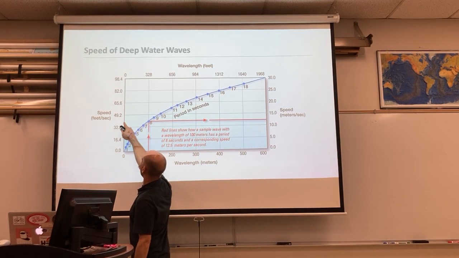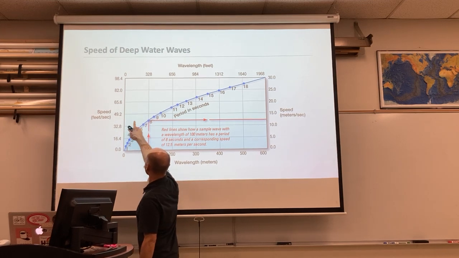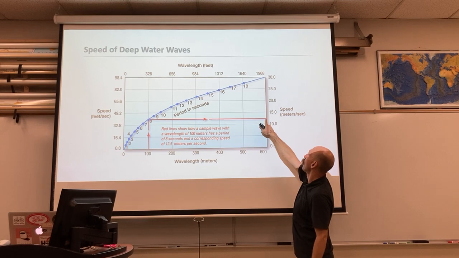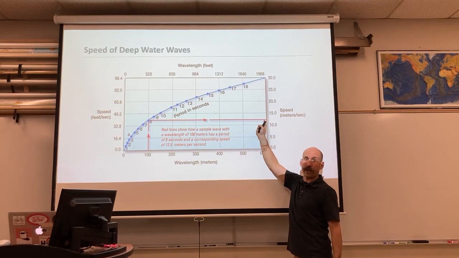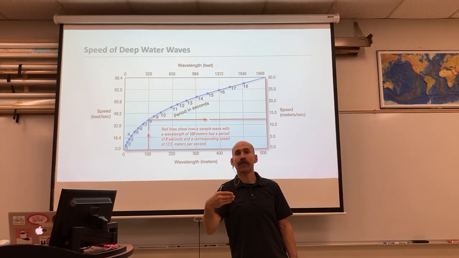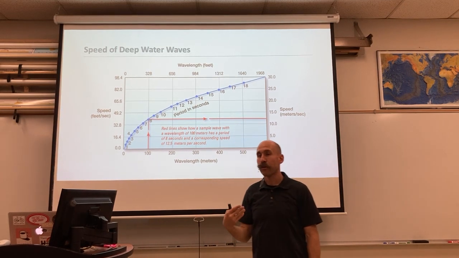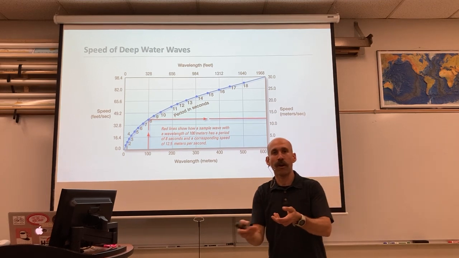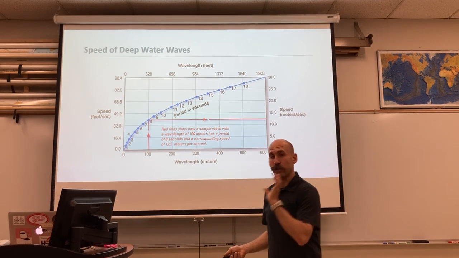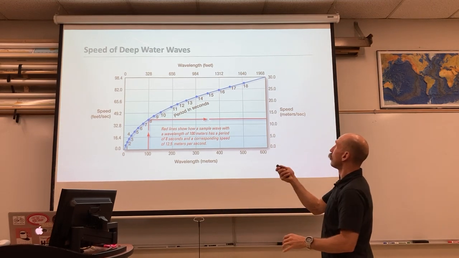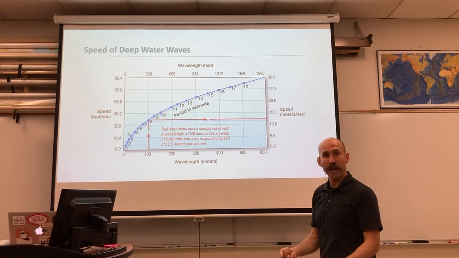Now that is about 40 feet per second, roughly, or we could come over here and we could say it's about 12.5 meters per second. So we can understand how fast these waves are moving through the deep ocean because there's no interference of the ocean floor. They're just transferring energy through the surface layer of the ocean generated by wind.